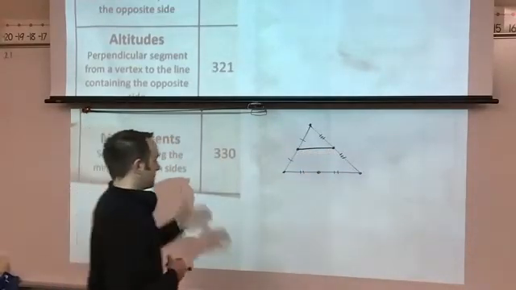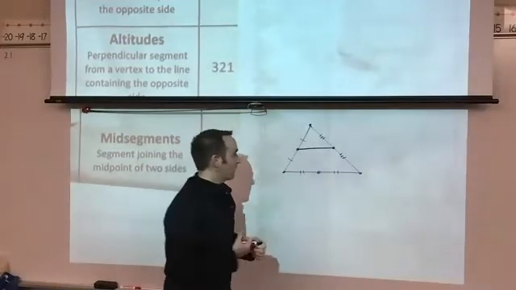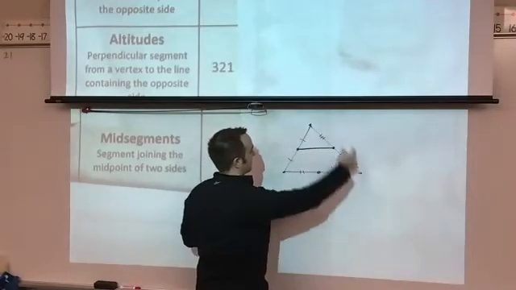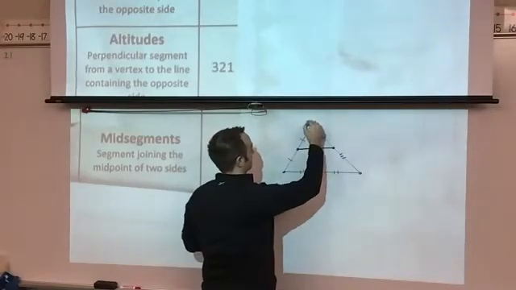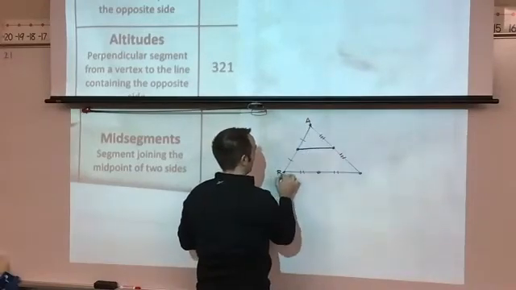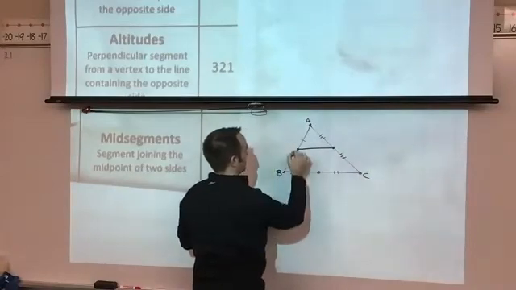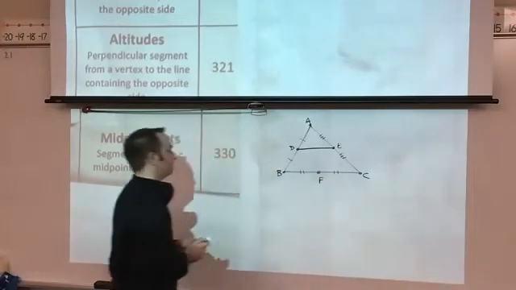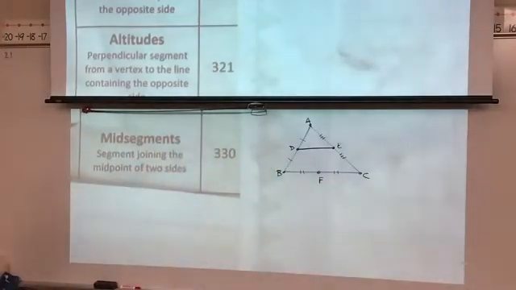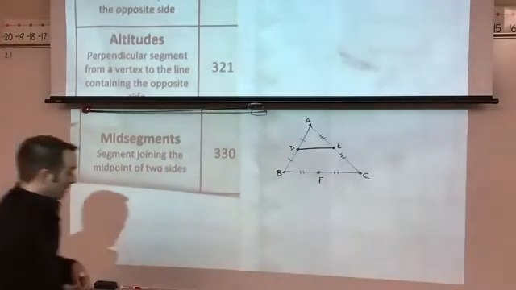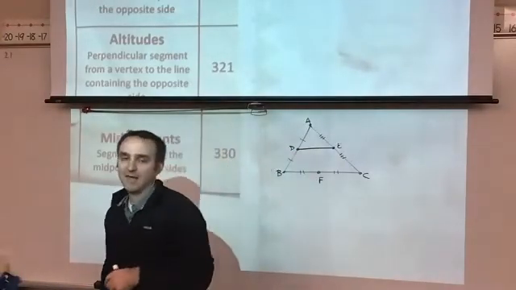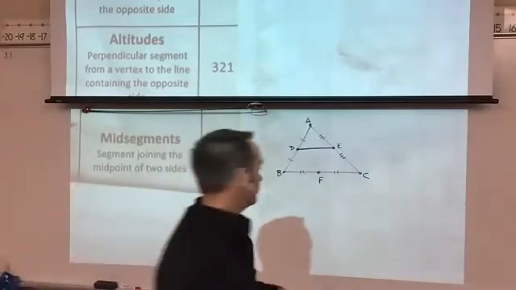So if I'm going to look at this, I want to see what we think we can say about this midsegment compared to the rest of the triangle. I'm going to start putting letters down here just so we can reference some stuff. Okay. Any ideas on what we think we might be able to say about that midsegment, about DE?